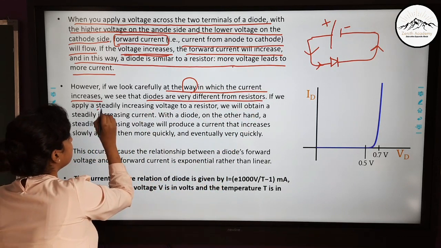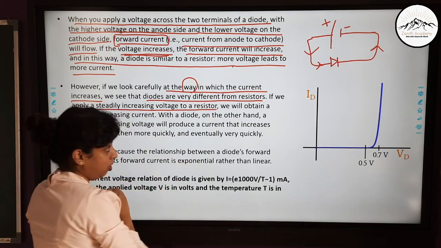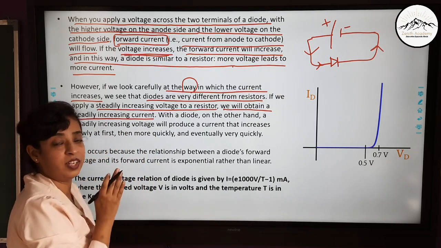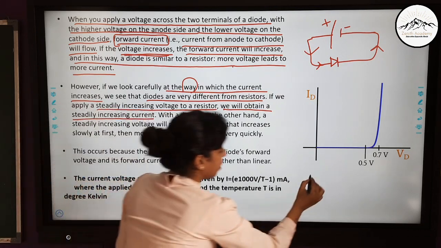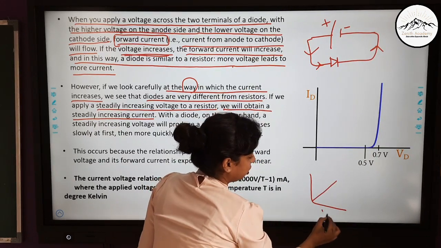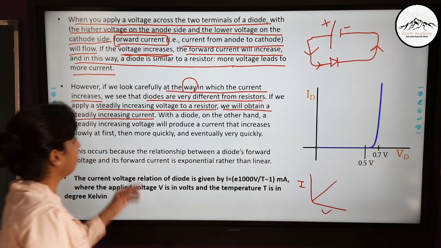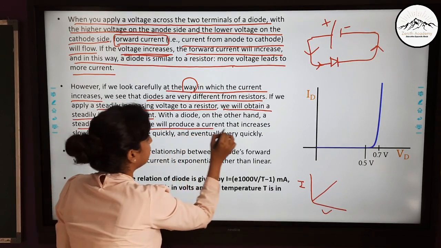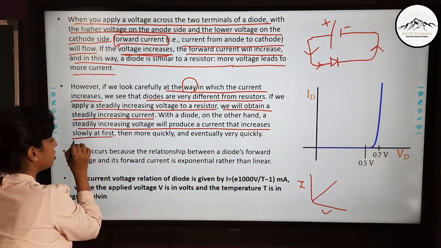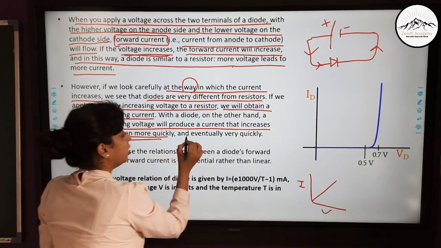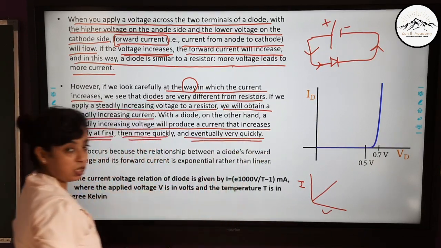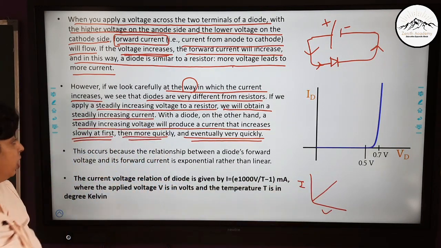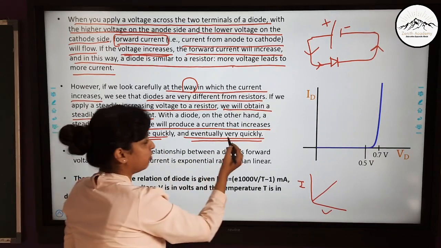If we apply a steadily increasing voltage to a resistor, we will obtain a steadily increasing current, and we get a linear graph like this. With a diode, on the other hand, a steadily increasing voltage will produce a current that increases slowly at first, then more quickly, and then eventually very quickly. So the increase in current is not linear with the increase in voltage.